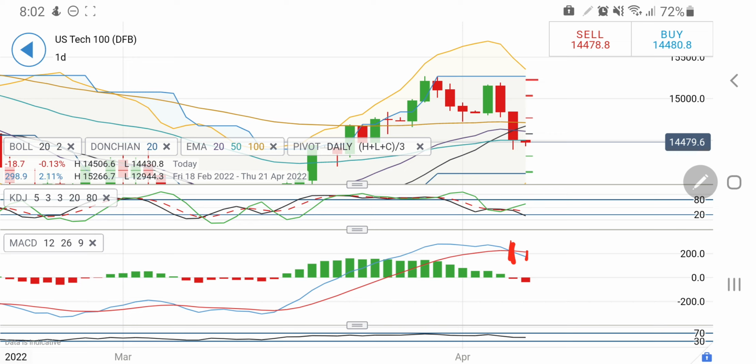Probably one can take a long entry above 14,500, 520 zone, and you can expect 14,600, 650 and 700, and in fact it can head till towards 14,800 levels. At the same time, breaking 14,400, one can go short for 14,350, which is a strong support, and then it may try to head towards 14,200 also. This is also very much possible. Take your positions accordingly.